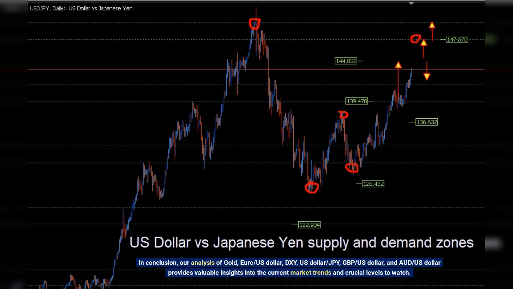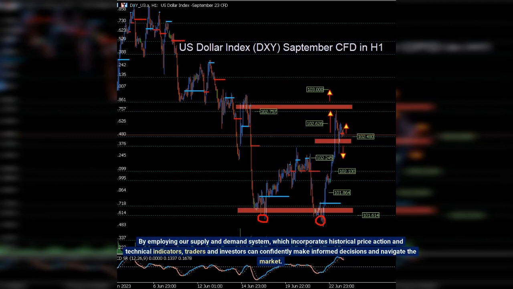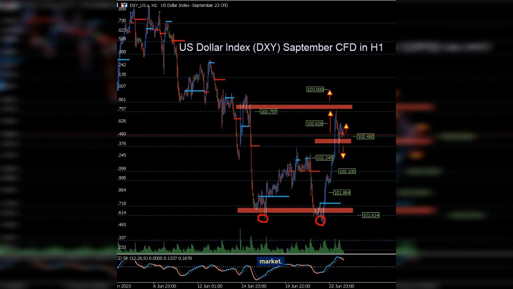In conclusion, our analysis of gold, euro, US dollar, DXY, US dollar, JPY, GBP, US dollar, and AUD, US dollar provides valuable insights into the current market trends and crucial levels to watch. By employing our supply and demand system, which incorporates historical price action and technical indicators, traders and investors can confidently make informed decisions and navigate the market.